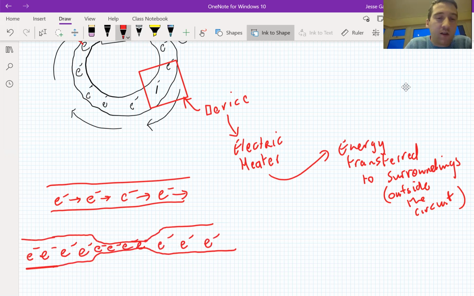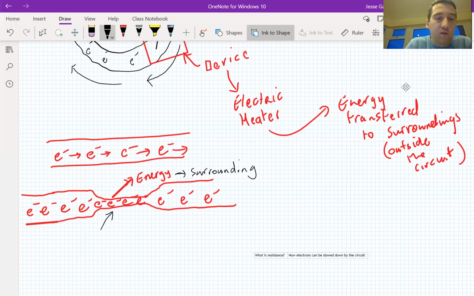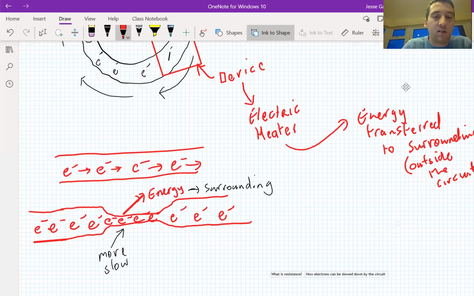And when they slow down in this section here, because they slow, they have less energy. And where does the other energy go? Well, the energy gets transferred to the surroundings. So by slowing down the electrons, energy gets transferred to the surroundings. And this here is known as resistance. Where electrons struggle to flow or get slowed down, we call it resistance.